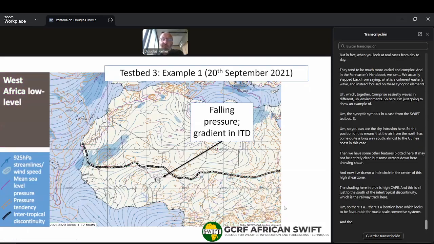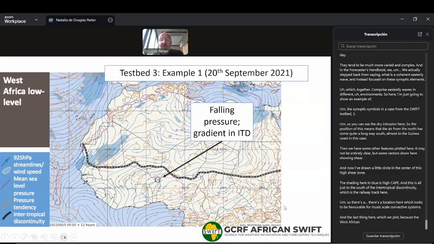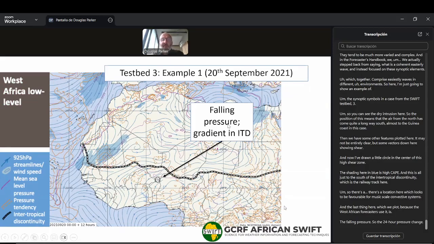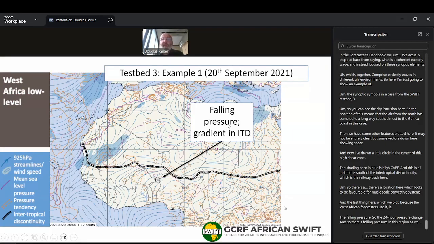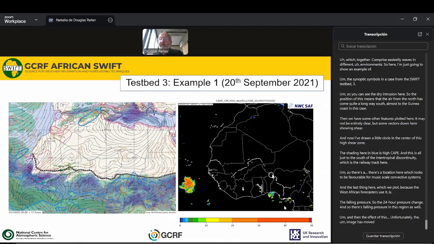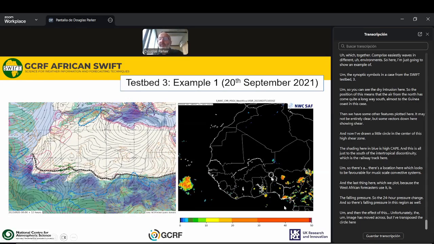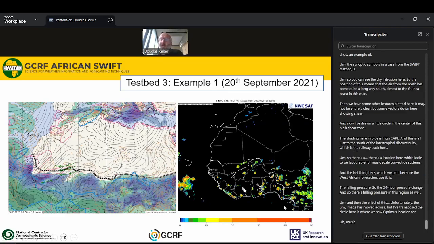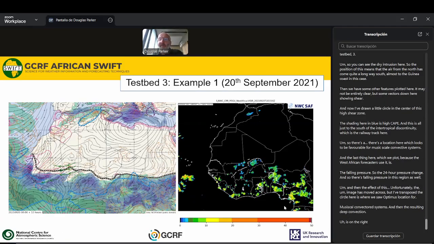And the last thing here, which we plot because the West African forecasters use it, is the falling pressure, so the 24-hour pressure change. And so there's falling pressure in this region as well. And then the effect of this, unfortunately, the image has moved across, but I've transposed the circle here, is where we saw optimum location for mesoscale convective systems. And then the resulting deep convection is on the right-hand side.